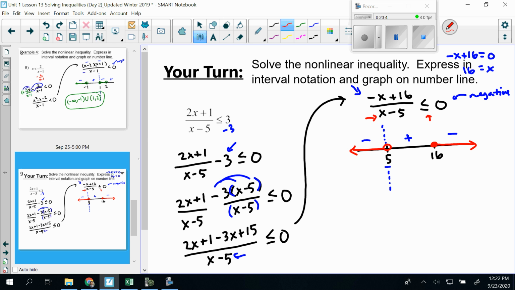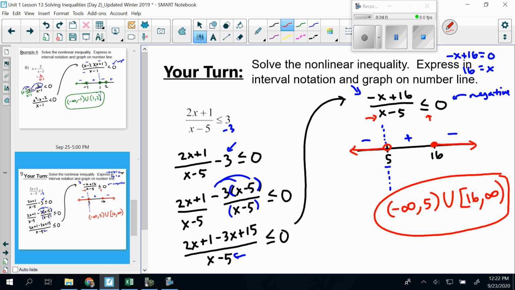So your final answer on this one would be -infinity to 5, not including 5 because it's not in the domain. There's an asymptote. And then 16 we do want to count, off to infinity. So if you had that, very nice job. You did great on that.